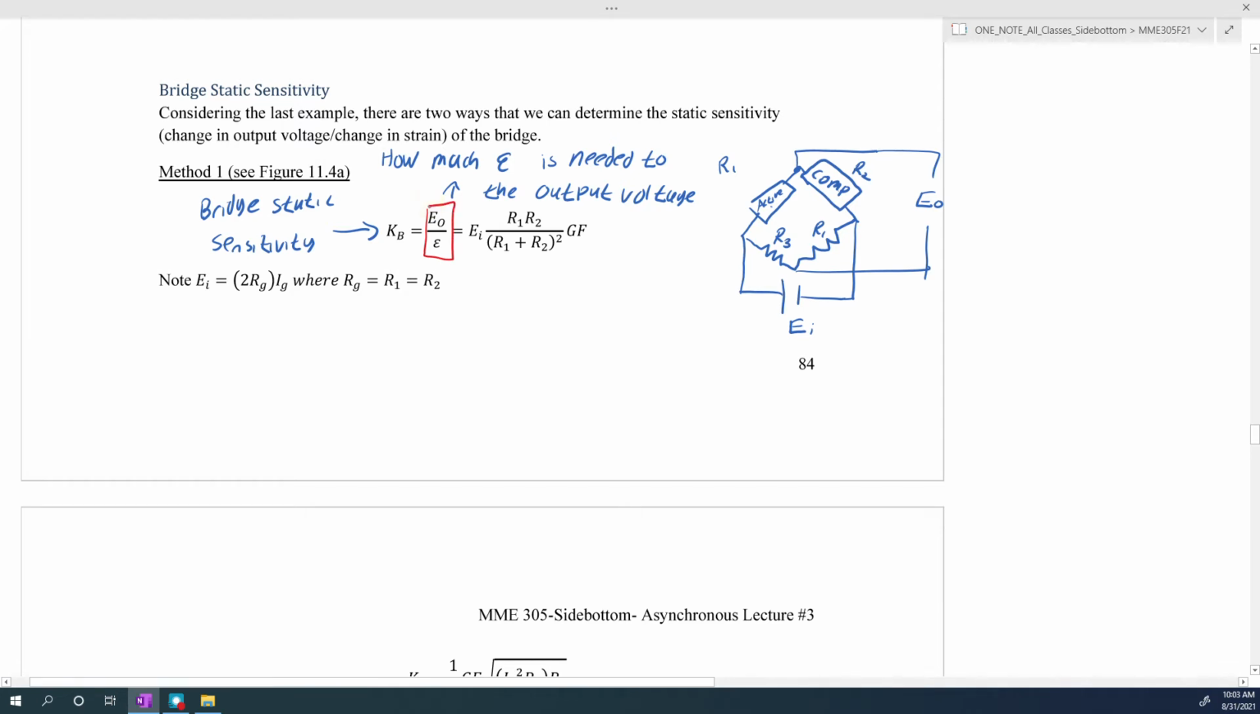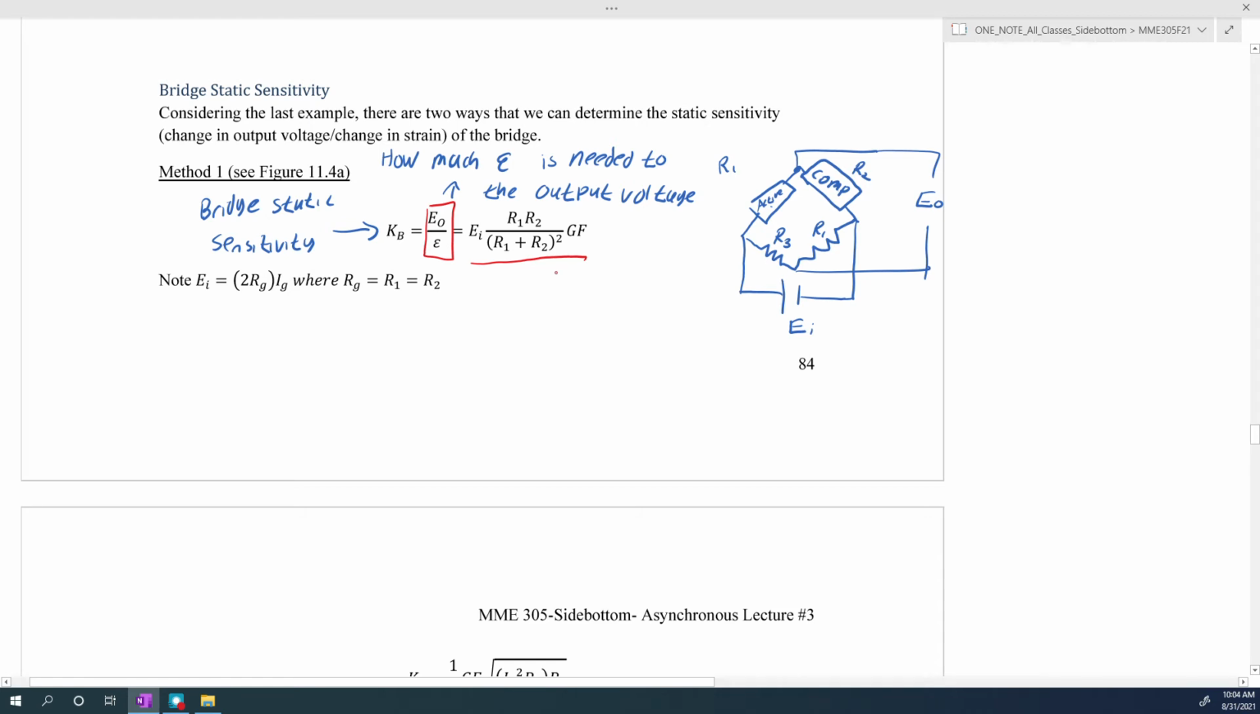We just looked at the equation we had on the last few pages. If we go back to the equations we had developed, I think this was on page 80 of your handout, we had this equation here that we developed. We just rearrange this equation to solve for EO as a function of strain, and we get this relationship here.